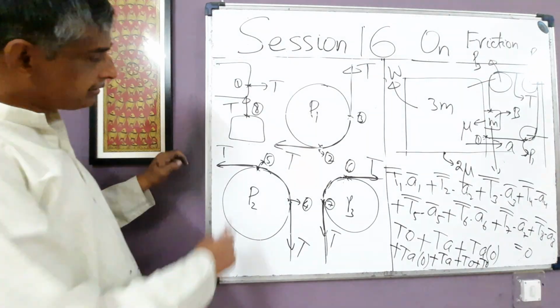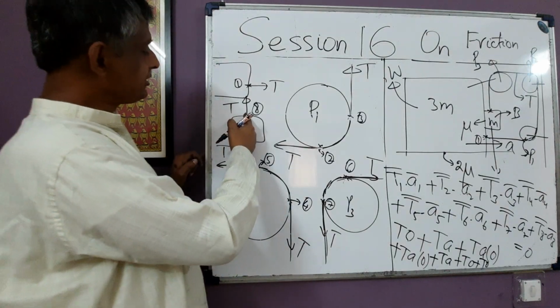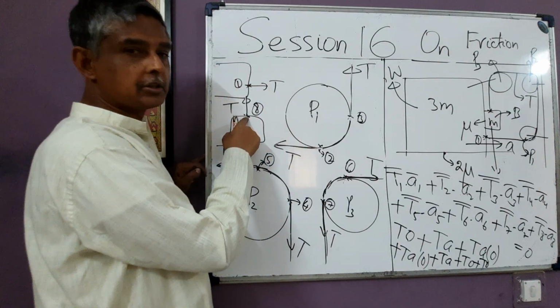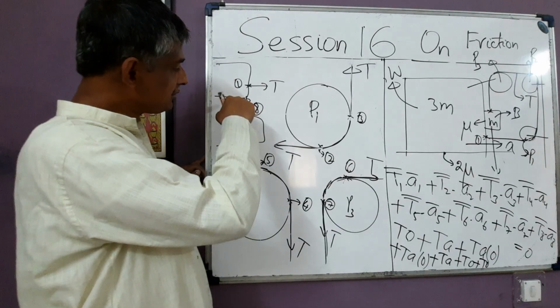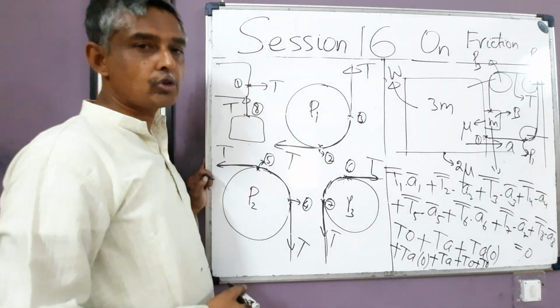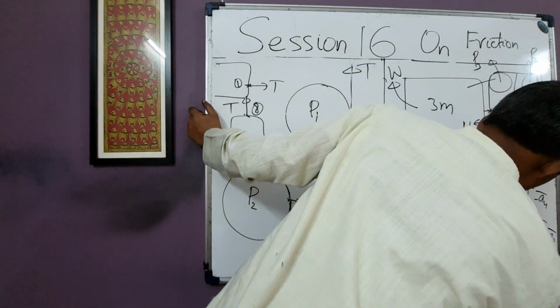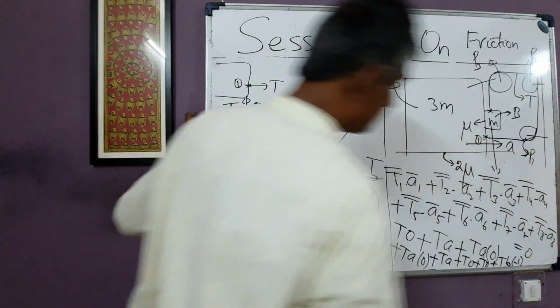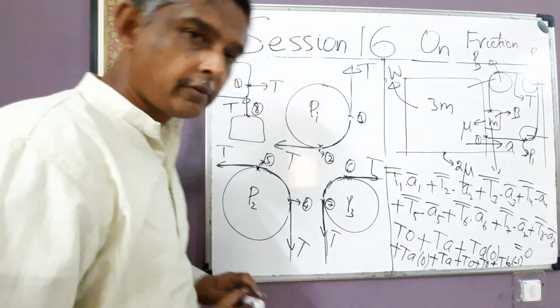Lastly we are left with point 8. At point 8, T8 is T up and A8 is B down. The angle between T up and B down is 180 degrees. The dot product becomes T into B into cos 180 degree, which is TB into minus 1. Fine. Alright.